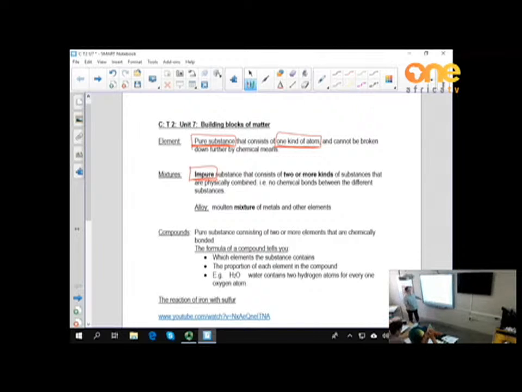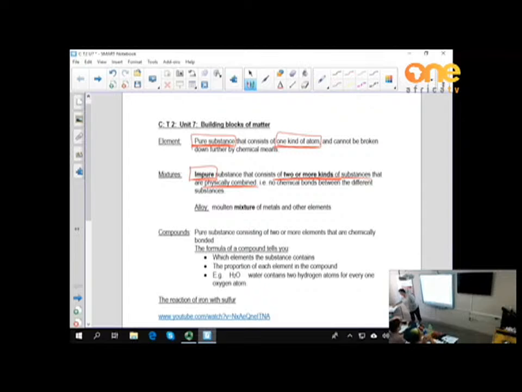So, mixtures are impure. They consist of two or more kinds of substances. These substances can be elements and elements, elements and compounds, or compounds and compounds, in varying amounts and quantities. So we say they are impure, two or more kinds of substances, and they are physically combined. In other words, there are no chemical bonds holding them together.